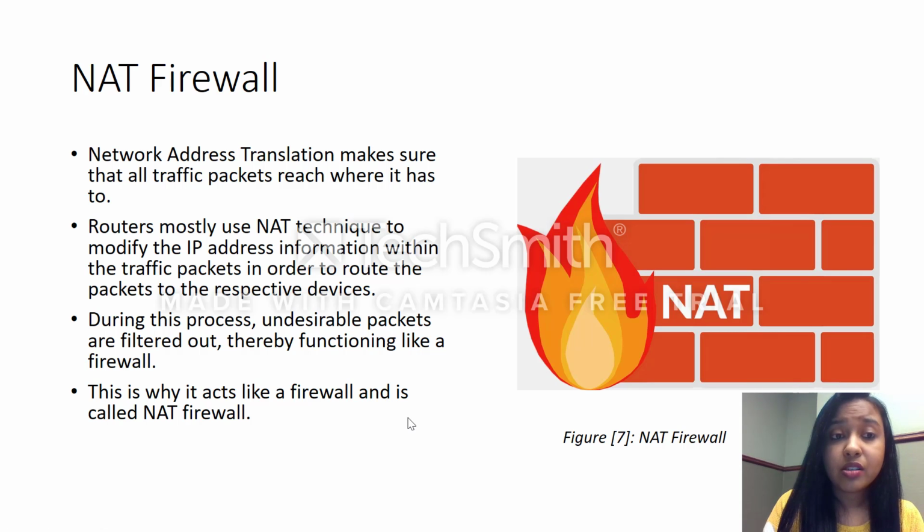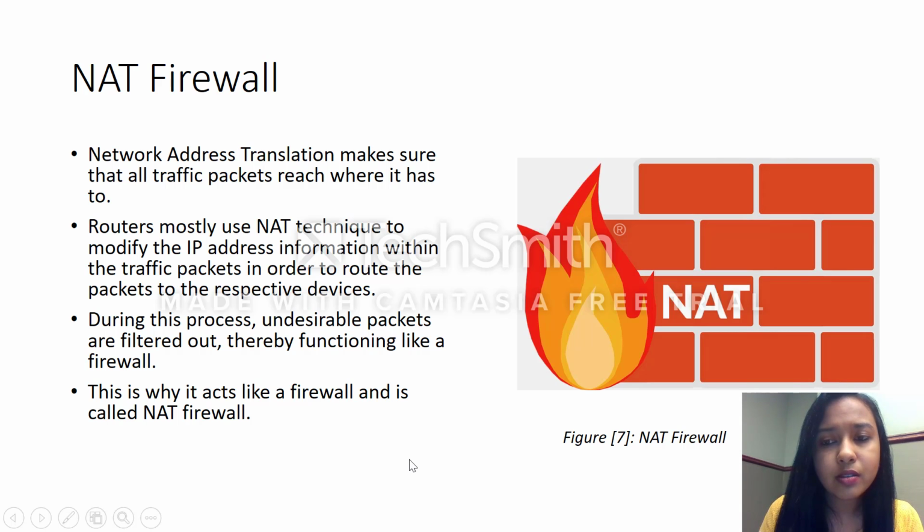A NAT firewall. So NAT, or Network Address Translation, provides more security. NATing is a technology that is used very commonly and very frequently in every network architecture, and it ensures that proper security is provided in order to protect the internal network. So it makes sure that the traffic packets are routed to where they have to go. Routers mostly use the NAT technique to modify the IP information so that the packets are routed to the corresponding location or the respective devices.